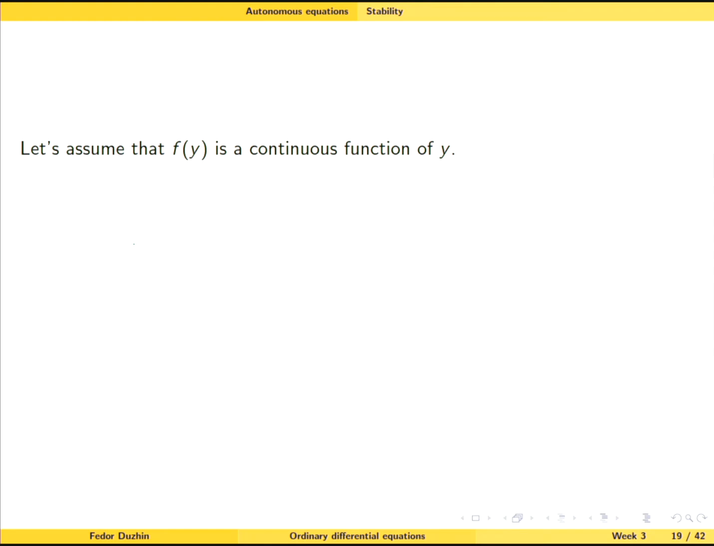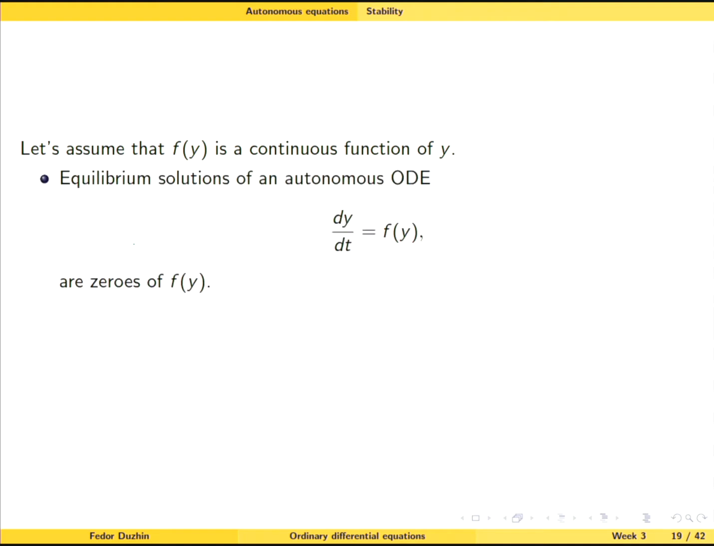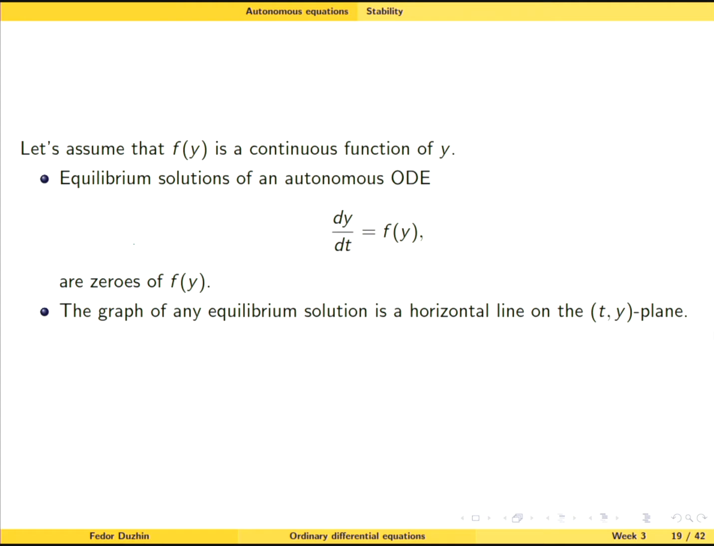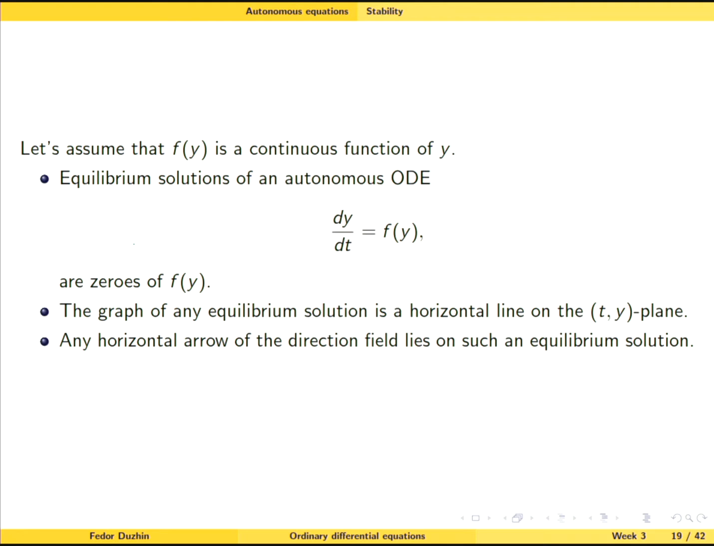Now, a very important notion in the theory of differential equations: stability. So consider an autonomous ordinary differential equation, and recall that equilibrium solutions are zeros of the right-hand side. Right? So particular values of y for which f of y equals 0. And then it means that dy/dt is 0, so y is constant. But if y is constant, then the graph of an equilibrium solution would be a horizontal straight line.